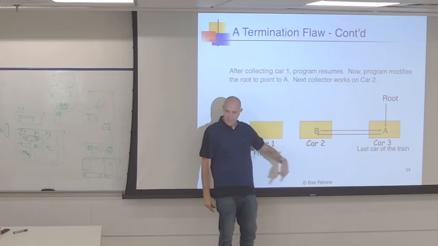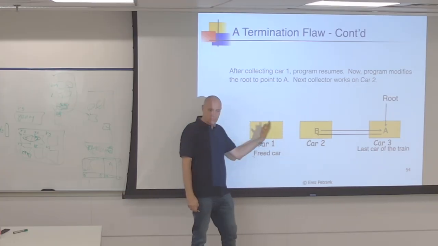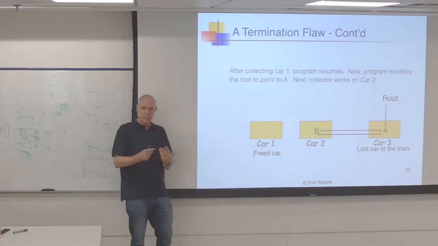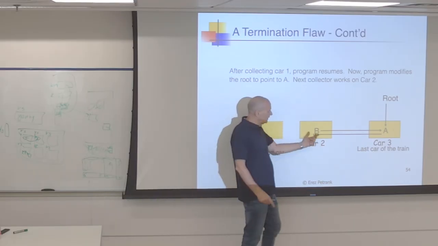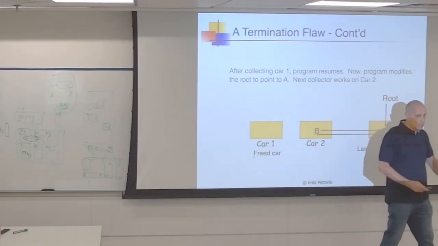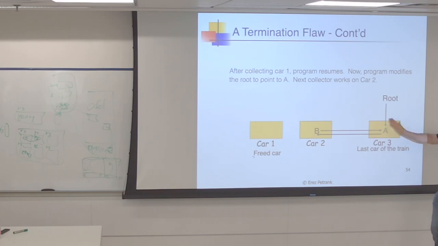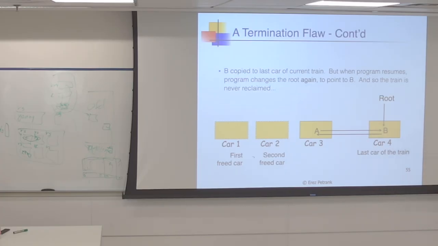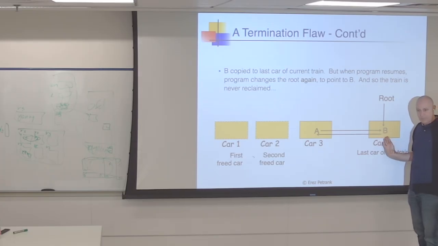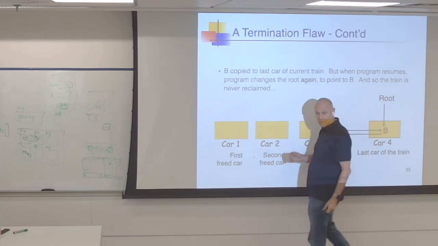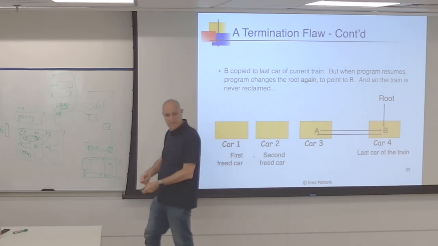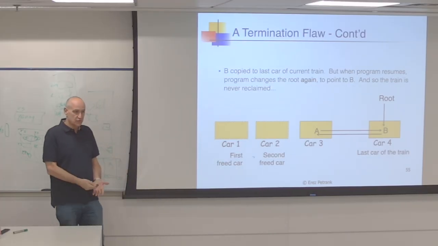So, and this could repeat. So I could go over this again and again, and each time I move one object to the last car, the program comes and moves the route to point to the object in the last car. So here is the next thing. I moved B, and then the program moved the route to point to B. And each time I work, I never get these live objects out of the first train.